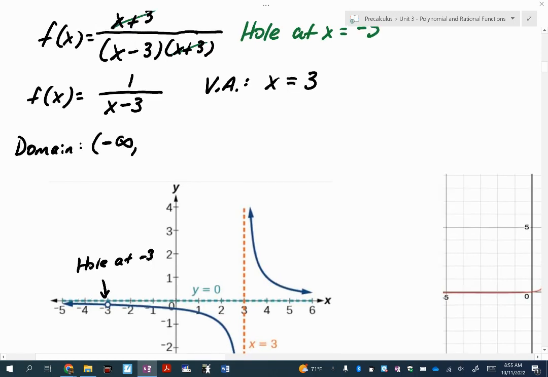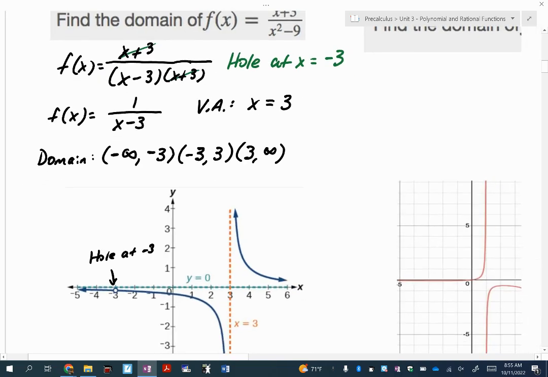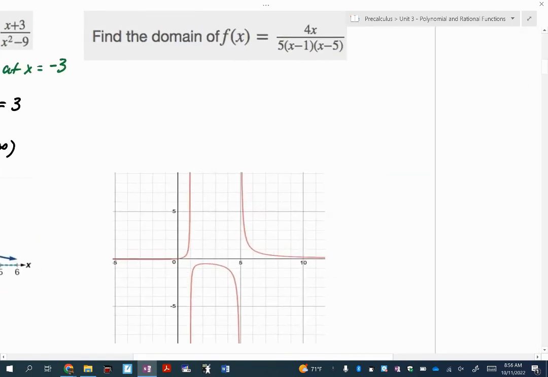So negative infinity to that hole at x equals negative 3, then negative 3 to that vertical asymptote at positive 3, and then 3 to infinity. So essentially, like we did in the first unit, we're saying that the domain is all real numbers, except for x cannot be equal to negative 3 or positive 3. But now you can see, officially what's going on at each of those x values. Let's do another one here.